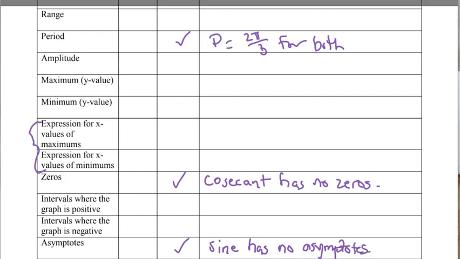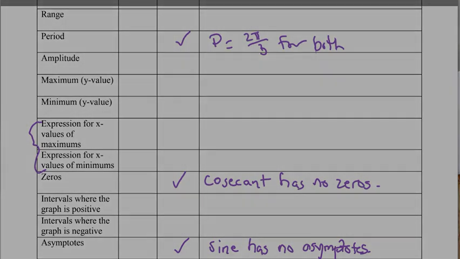So finish filling in the rest of this page on your own based on the graphs, and we will move on to the next video where we look at cosine and secant. Thanks for listening.